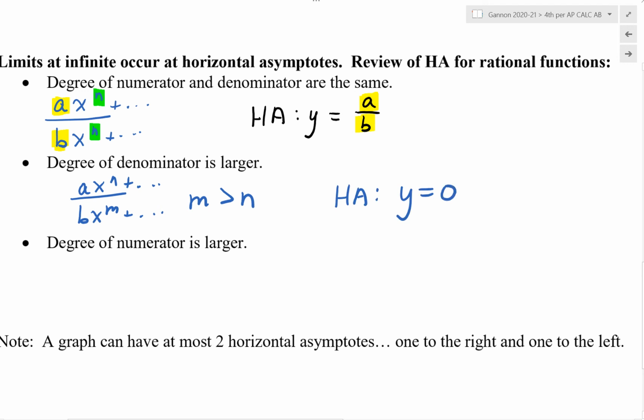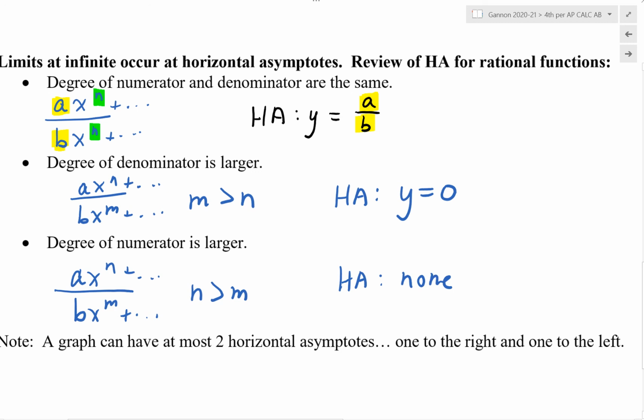And then if the degree on the numerator is larger, so again, if you took the same example, a x^n over b x^m, adding whatever expressions you want after, where the degree on the numerator is larger, so n is greater than m in this case, the horizontal asymptote, there would be none.